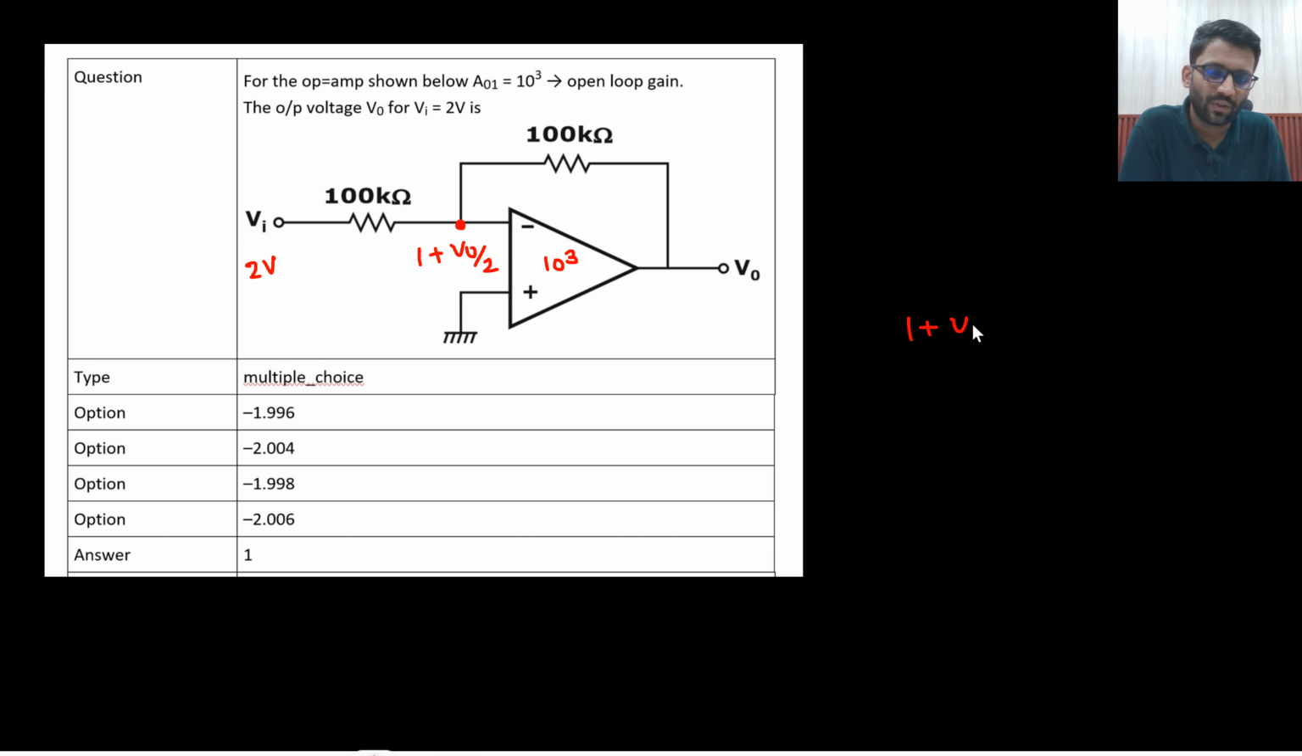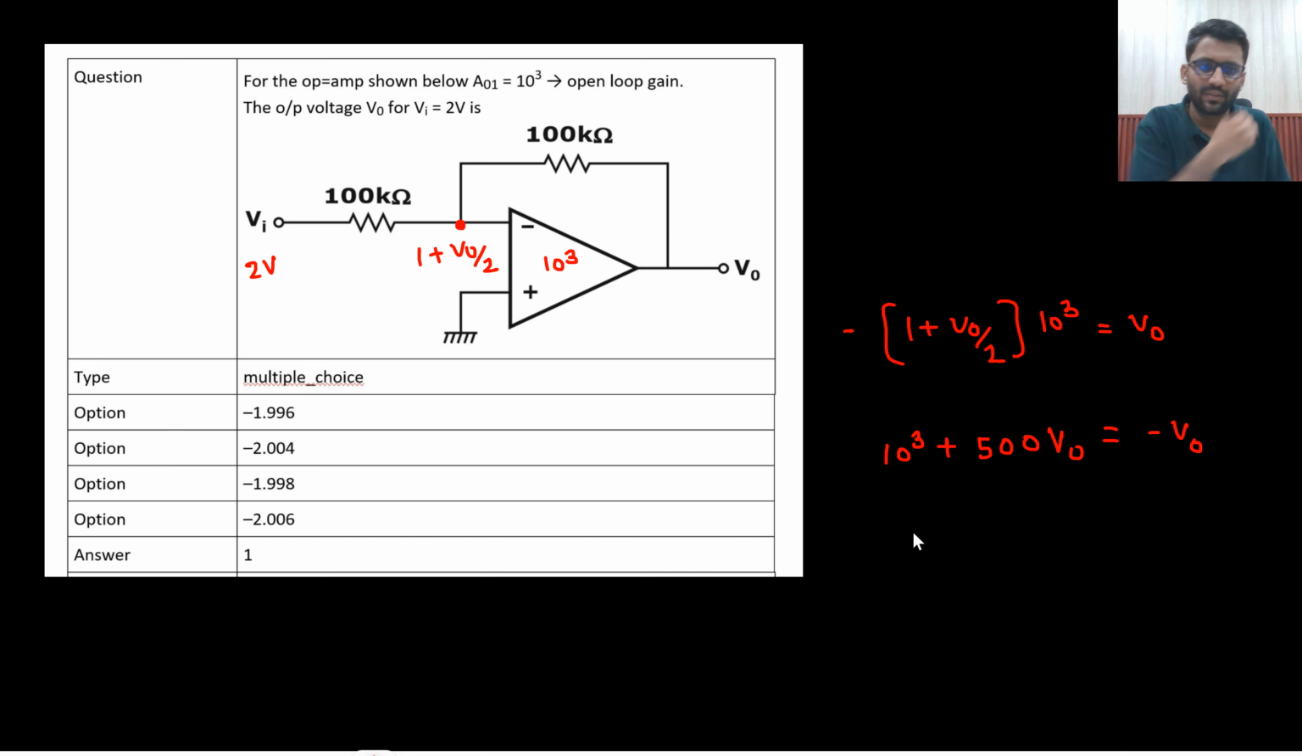So 1 plus V naught by 2, into 10 to the power 3, with a minus sign also there, is equal to V naught. So 10 to the power 3 plus 10 to the power 3 by 2, that would be 500 V naught, is equal to minus V naught. So V naught would be, this would be 501, minus 501 V naught divided by, equal to 1000. So V naught would be equal to minus 1.996 volt.